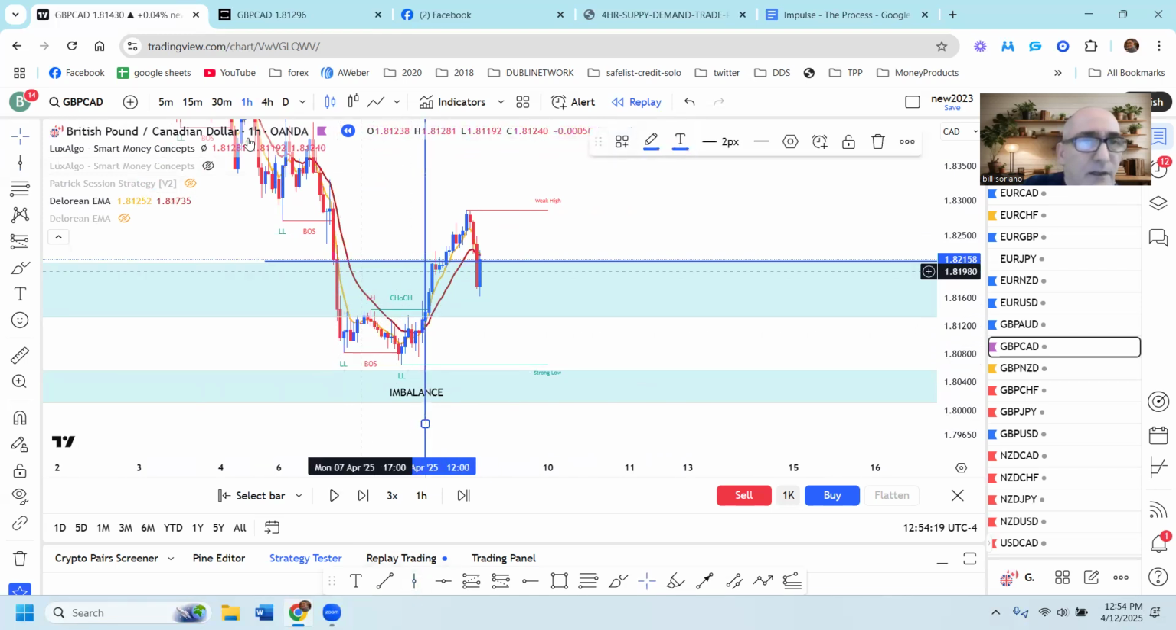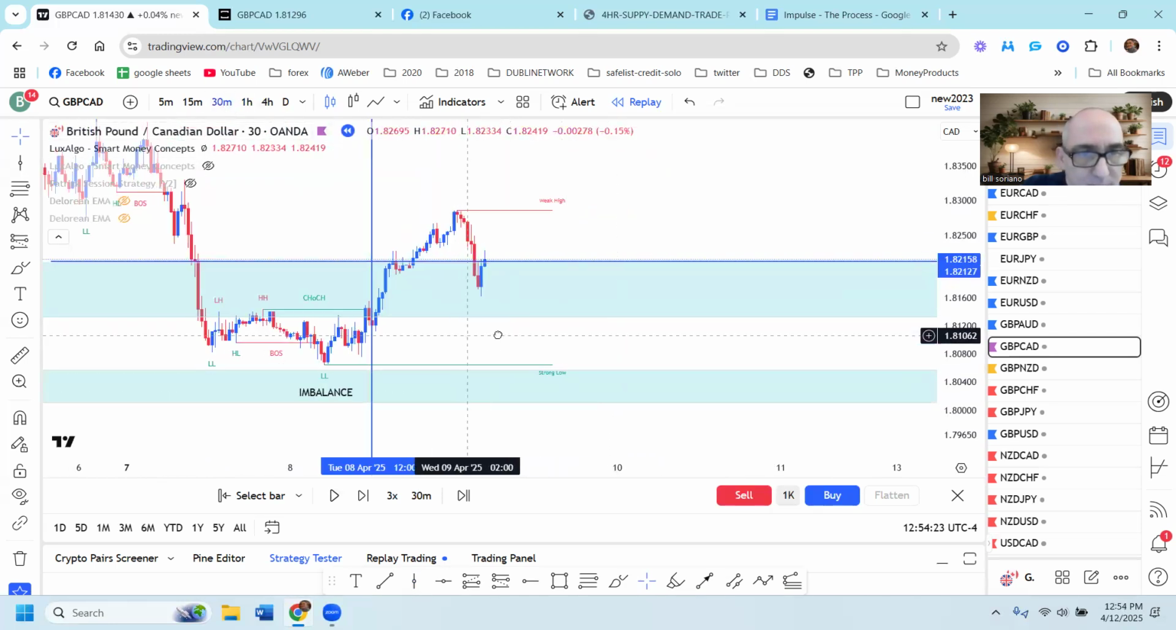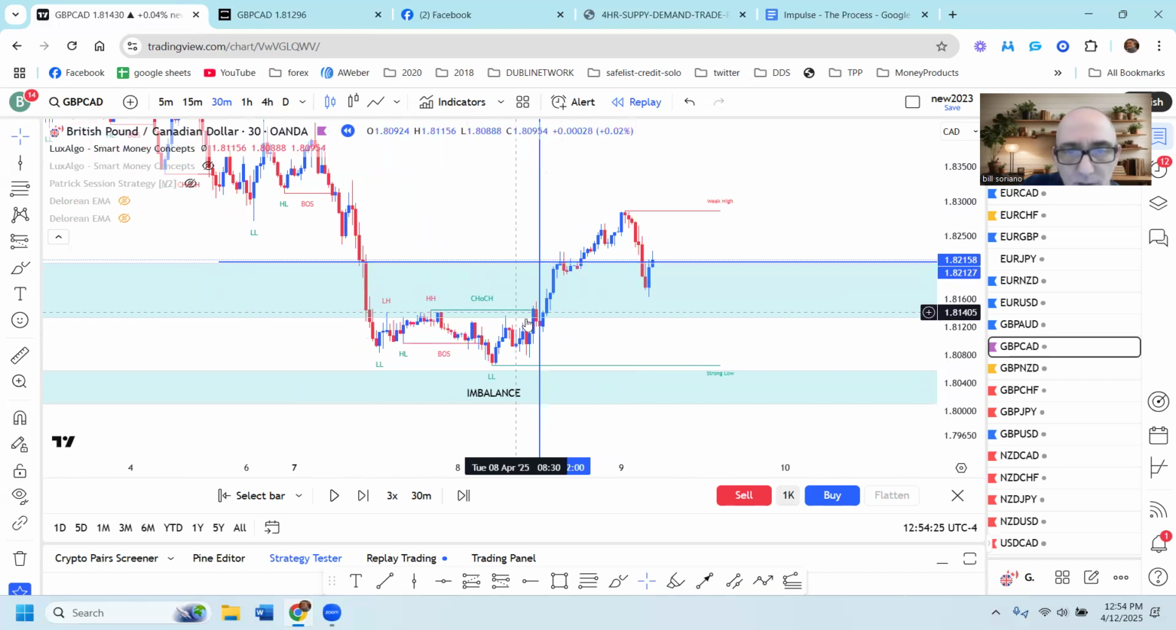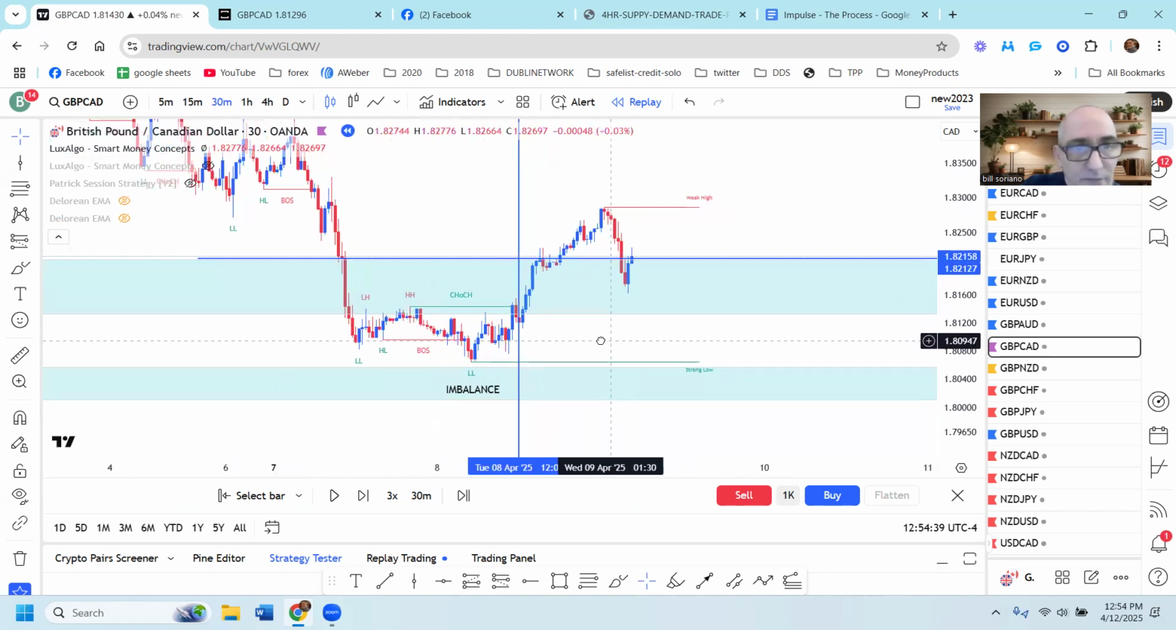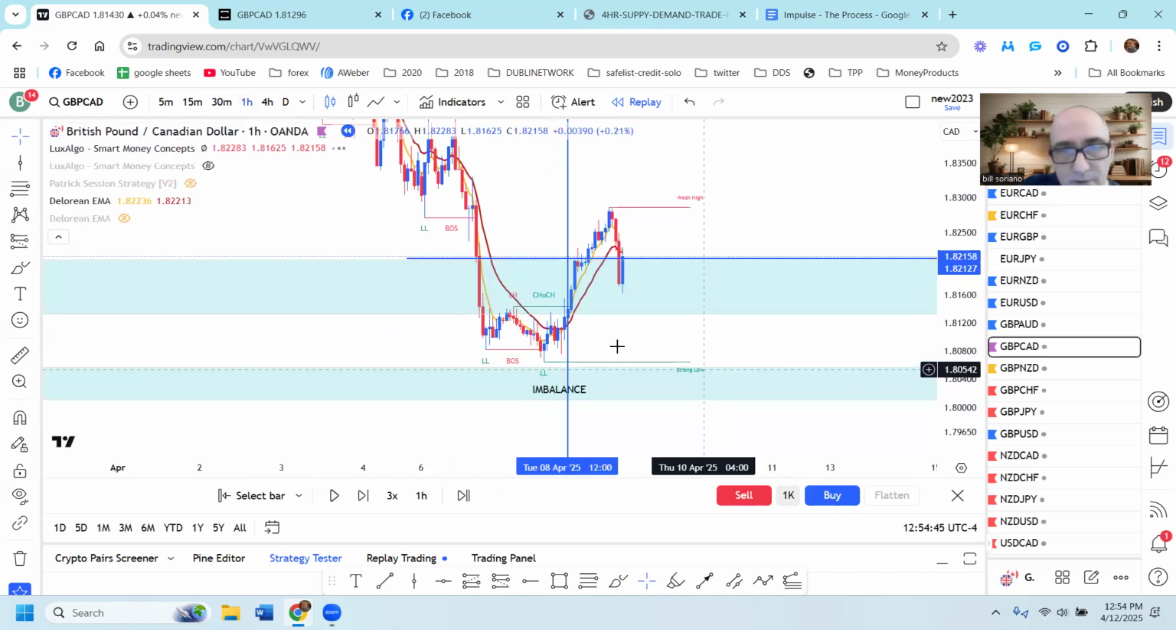If we drop down to the 30, not on that one, but we could see that we did get a change of character right here on the 30-minute. It's a very, very weak one, but we did get it on the 30-minute, this high right here. This 30-minute candle closed above that high, pulled back, and then went higher. We also get it on the 1 hour eventually too, with this candle right here.